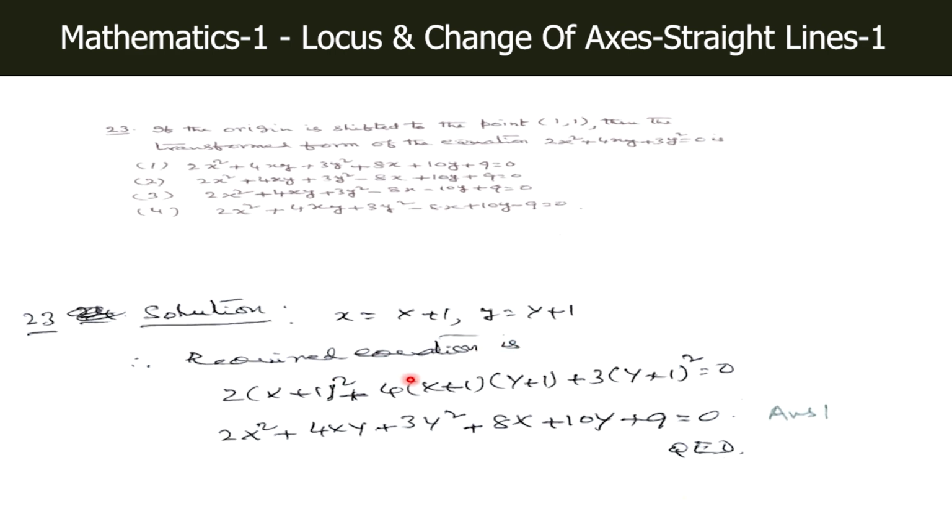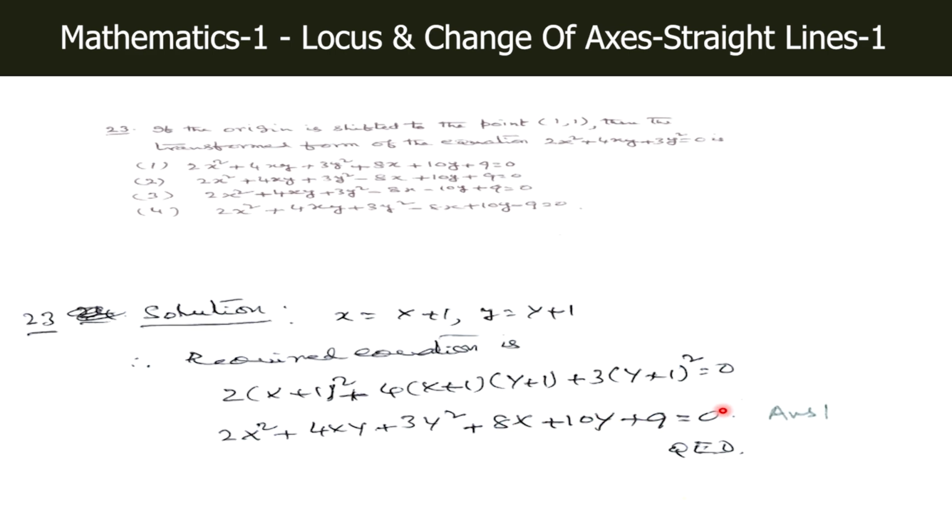So, the required equation is, substitute capital X plus 1 and capital Y plus 1 in the given equation in place of x and y. So, that we will have 2 into X plus 1 whole square plus 4 into X plus 1 into Y plus 1 plus 3 into Y plus 1 whole square is equal to 0. So, if you simplify, then the transformed equation is 2 capital X square plus 4 capital XY plus 3 capital Y square plus 8 capital X plus 10 capital Y plus 9 equal to 0.